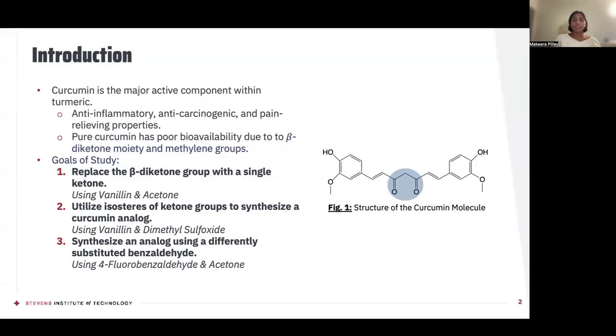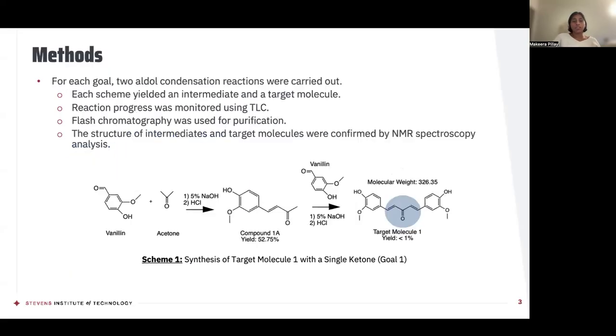As a result, the goals of this study are to, number one, replace the beta-diketone group with a single ketone group using vanillin and acetone. Number two, utilize isosteres of the ketone group to synthesize an analog of the curcumin molecule using vanillin and dimethyl sulfoxide. And finally, synthesize an analog using a differently substituted benzaldehyde, in particular 4-fluorobenzaldehyde and acetone.